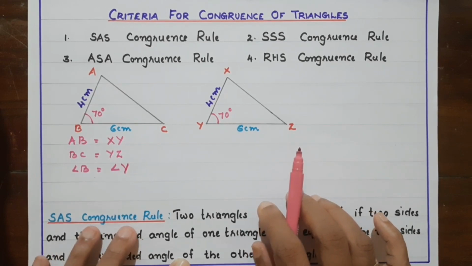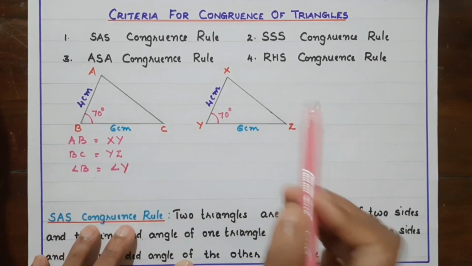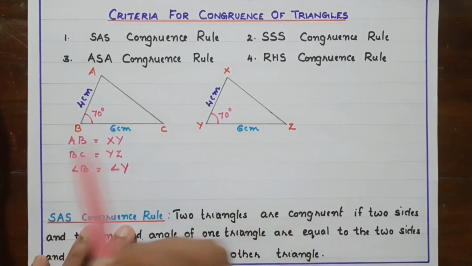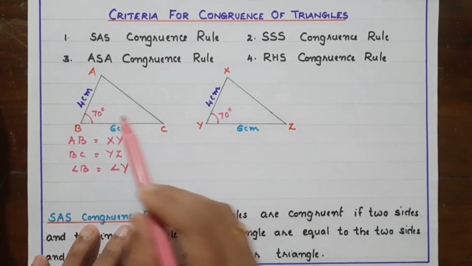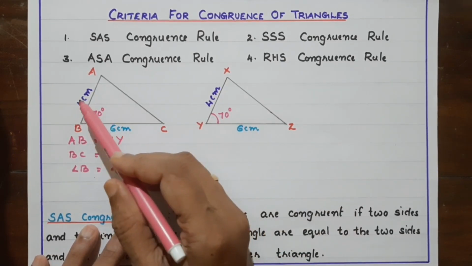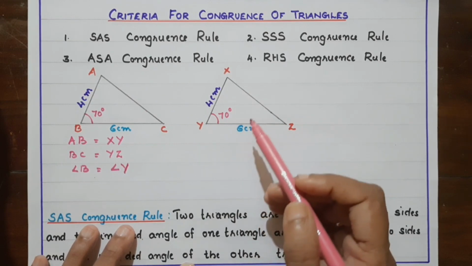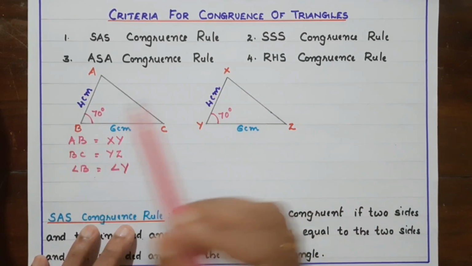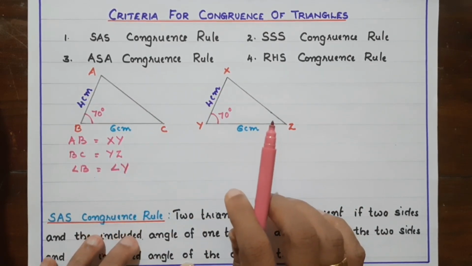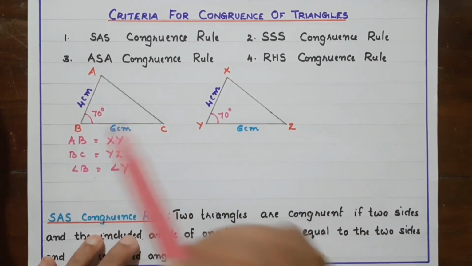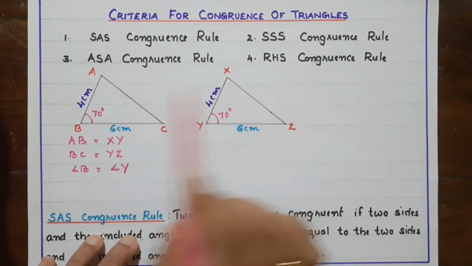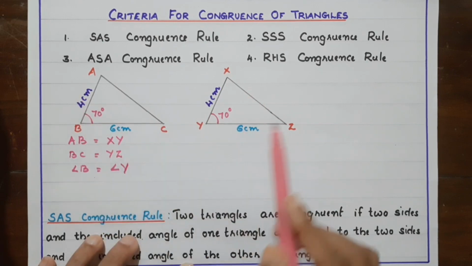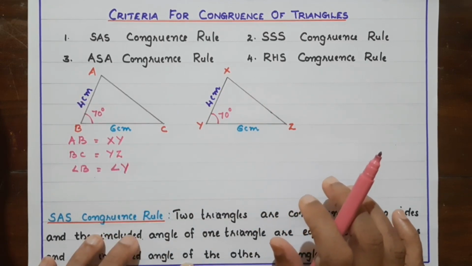See, actually we need 6 equalities, 3 pairs of sides and 3 pairs of angles. But in two triangles, if we have these 3 equalities, automatically the remaining measures will also be equal. Without checking, we can say the remaining sides and the remaining angles will be equal.